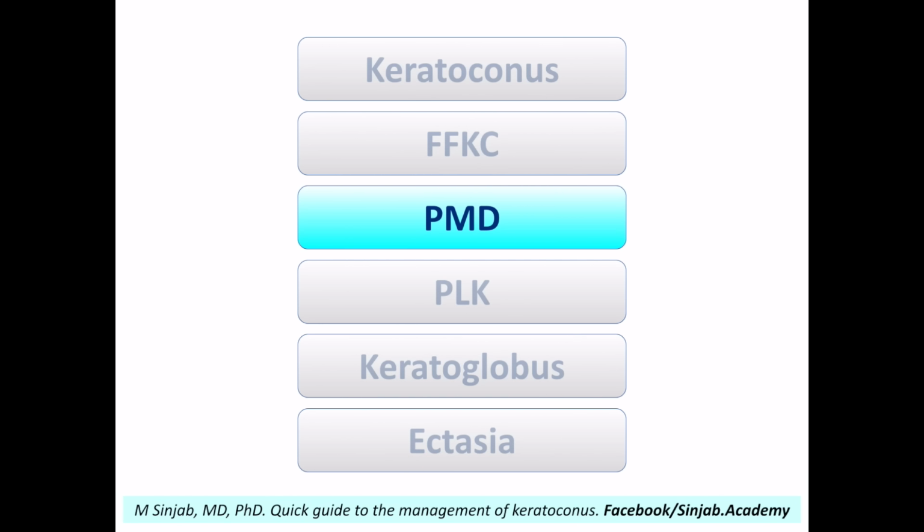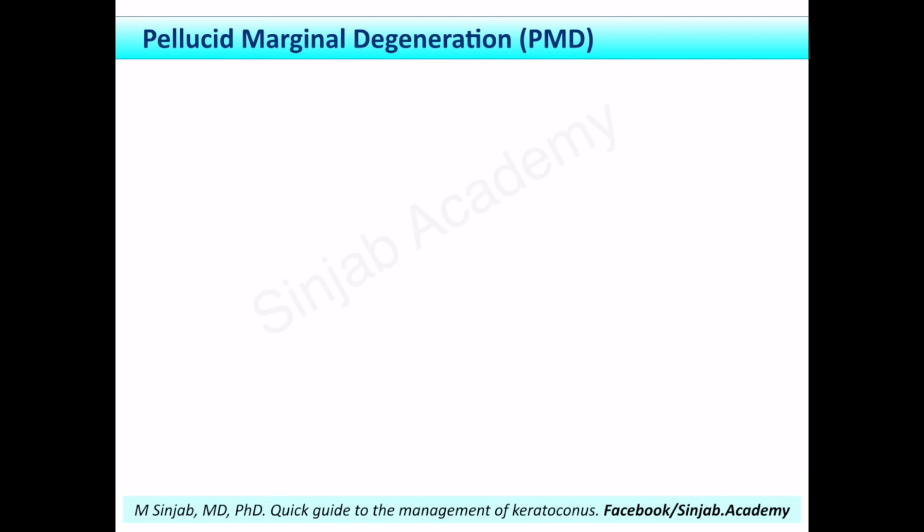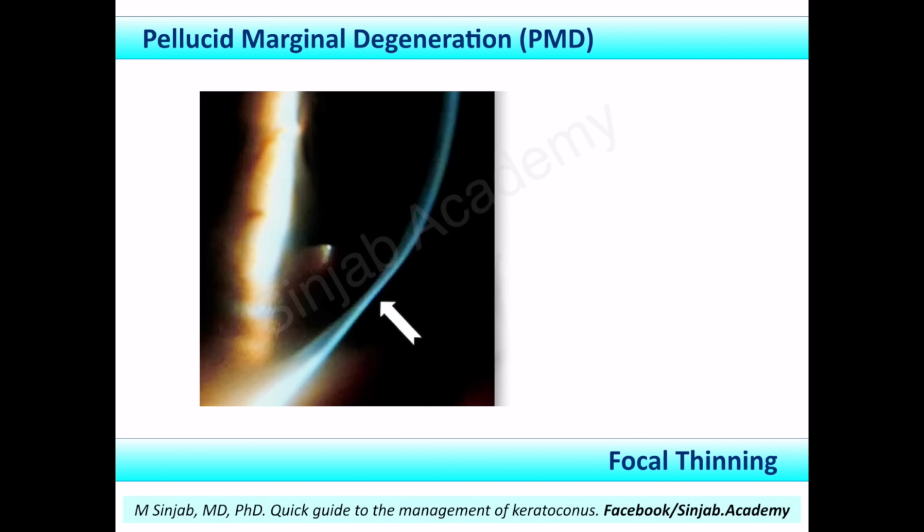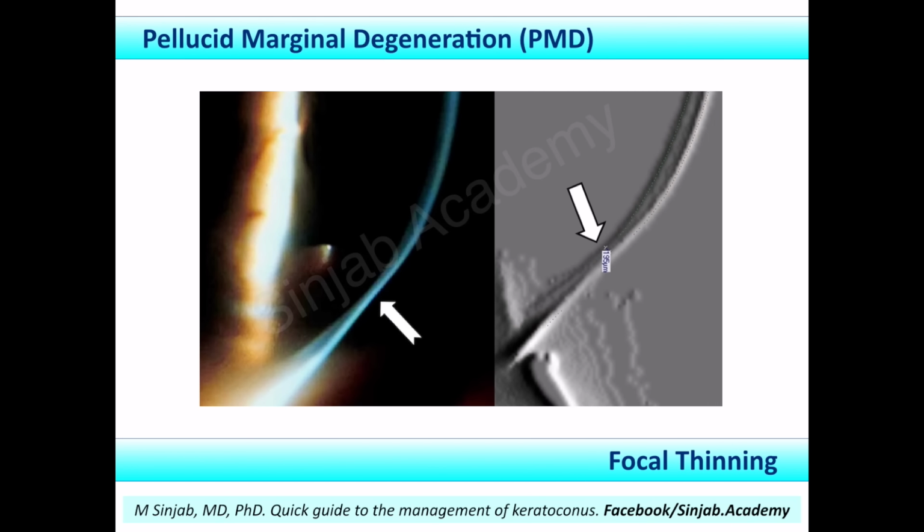Pellucid marginal degeneration. In pellucid marginal degeneration, we find focal thinning in the inferior part of the cornea as a strip extending horizontally but with a clear area at the limbus.